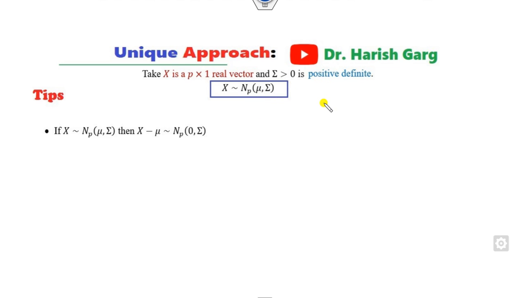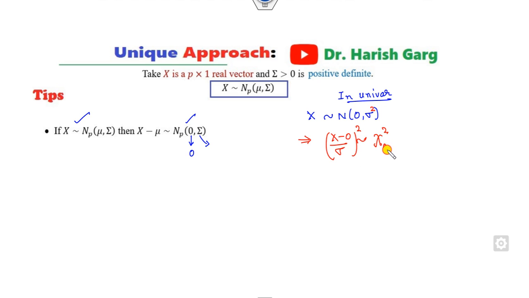Then if you have a multivariate normal distribution, x minus mu again follows a multivariate normal distribution, but the mean is 0 and the variance-covariance matrix is the same. On the other hand, in the univariate case, if it follows the normal distribution, then we all know (x minus 0) divided by sigma, if I say sigma square is the variance, then this squared will follow the chi-square distribution with 1 degree of freedom. The same thing we can do here.